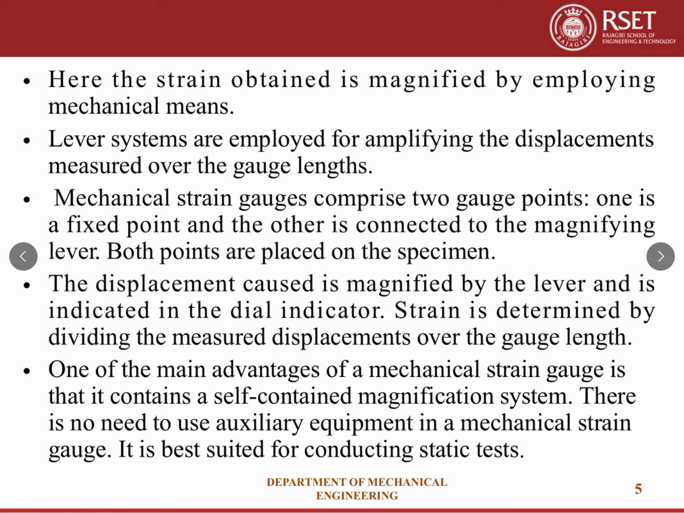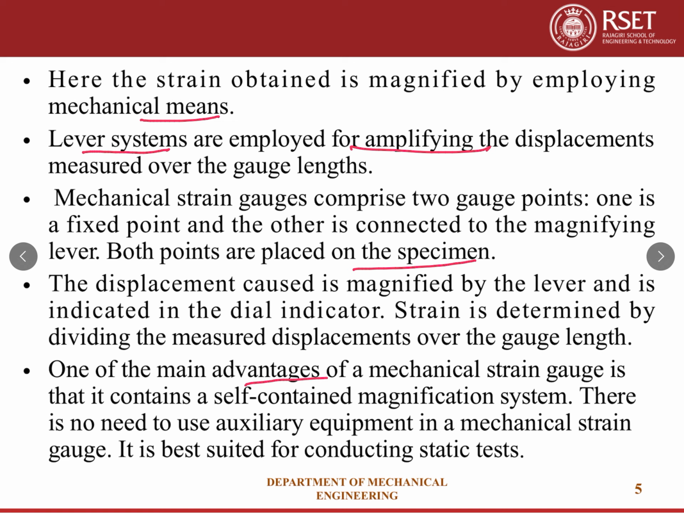Here, the strain obtained is magnified by employing mechanical means, as it is a mechanical strain gauge. For that, a lever system is employed for this amplification or magnification. So mechanical strain gauge comprises two gauge points. One is a fixed point, other is connected to a magnifying lever. Both points are placed on the specimen.